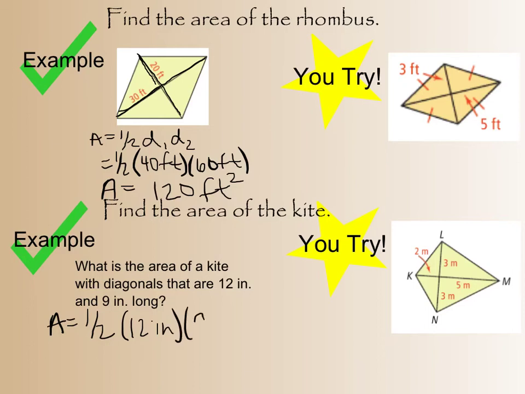I'm going to multiply 9 and 12 and then cut that in half. So I get my area is 54 inches squared. All right, and then there's your U-try. Please finish that up and bring that to class.